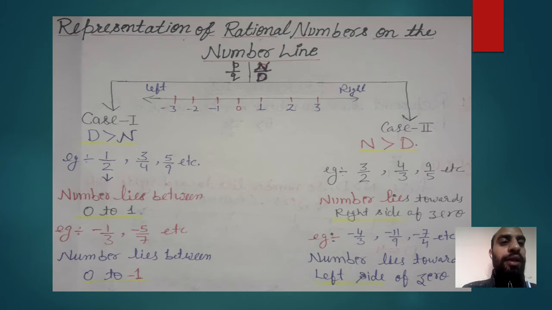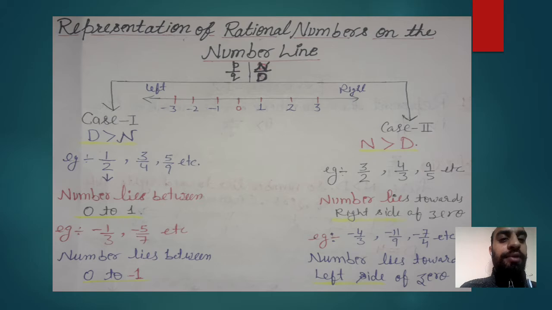How to represent a rational number on a number line. As you all know, a rational number is written in the form of p upon q, or simply numerator upon denominator. So the first task is to see what the number line is. It includes negative, positive and 0. You can see on the top of the page a number line. On the right hand side all the positive numbers are there, on the left hand side negative numbers are there, and in the center there is a 0.